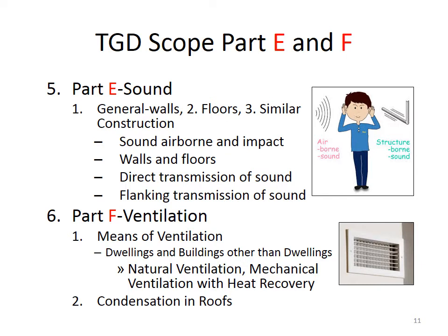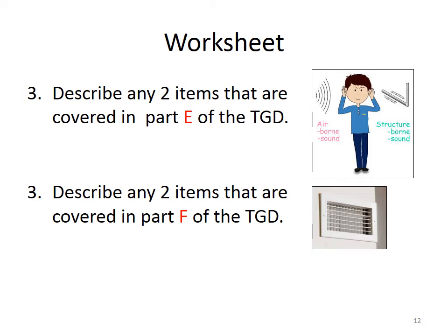Another section that's covered in part F, ventilation, is also condensation in roofs. So there's a huge requirement for the correct amount of ventilation to be provided in the roof structure to prevent moisture build up and prevent rot happening. So that would be covered in part F there, ventilation as well. Worksheet question 3. Describe any 2 items that are covered in part E of the technical guidance documents, and also describe any 2 items that are covered in part F of the technical guidance documents.